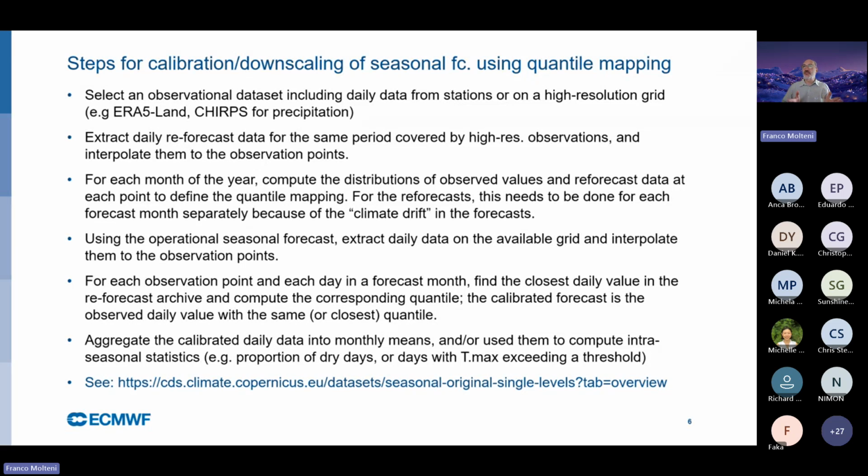So then for each month of the year, you compute the distribution of observed values and reforecast data at each point, and the correspondence between the two distributions will define the quantile mapping. So for the reforecast, this needs to be done for each forecast month separately because of the climate drift in the forecast. We have said that at different lead times in the forecast, the climate of the model changes because we start from the observed data, so from the real climatology, and the model gradually drifts towards its own climatology.